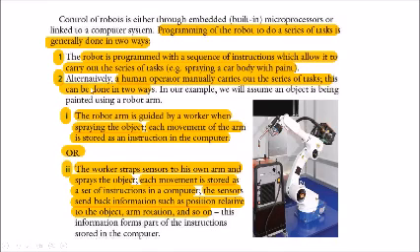This can be done in two ways also. One of them, the robot arm is guided by a worker when spraying the object. Each movement of the arm is stored as instructions in the computer. The second way of this method is that the worker straps sensors to his own arm and sprays the object.